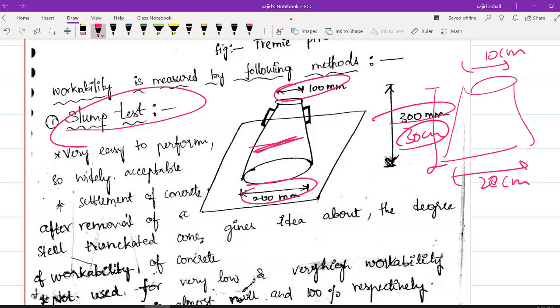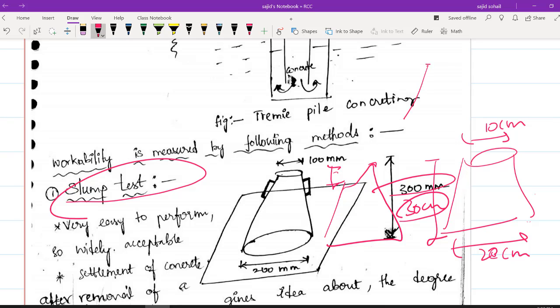We will compact the concrete in 3 to 4 layers. After that I will lift this steel cone. As soon as I lift it, you will have a slump. It will not just stay fixed, because it is fresh concrete. If you allowed it to set like that in the cube, even after removing the steel cone it would stay as it is.